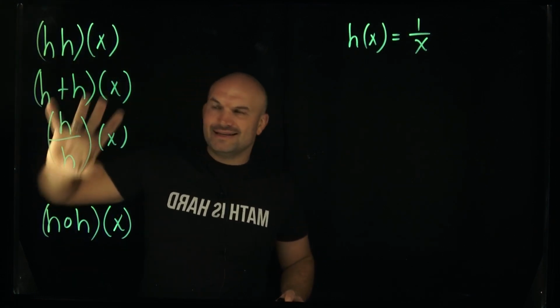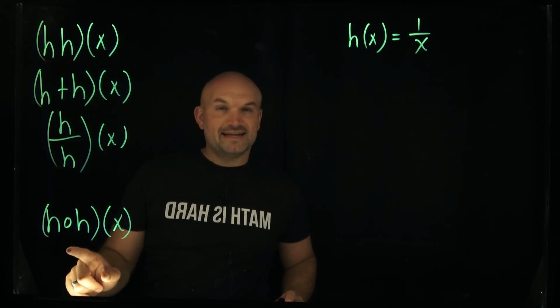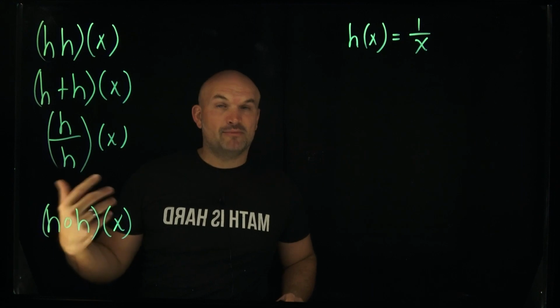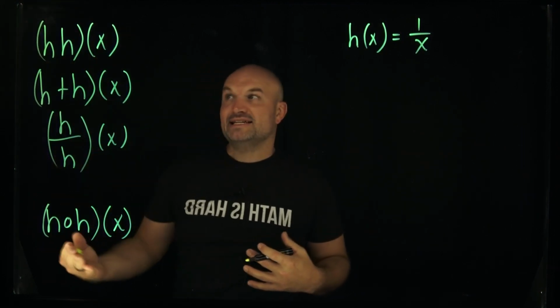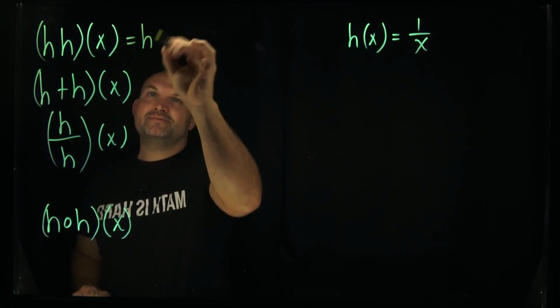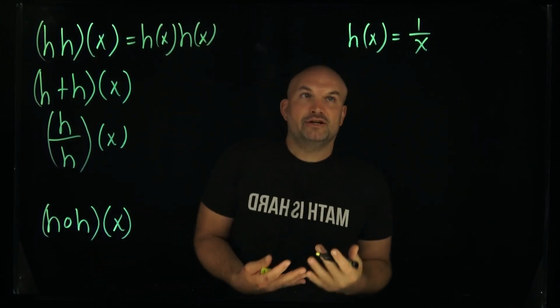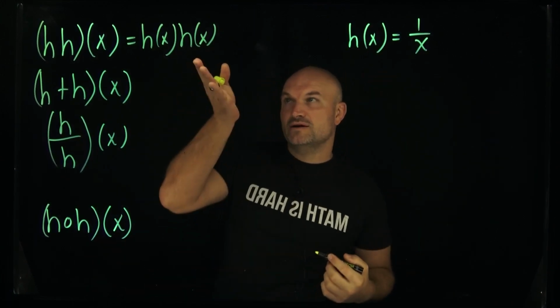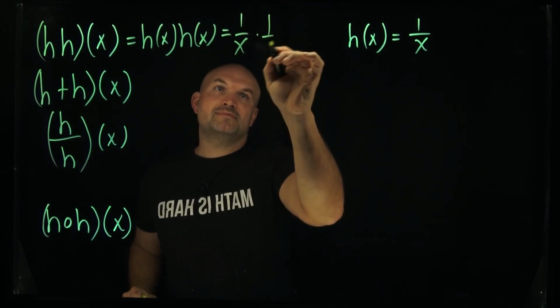Really, a lot of these are fairly simplistic, but the composition is what usually gets students confused, because a lot of students think it's going to be a multiplication symbol, which it is not. A lot of times, just for simplicity, we write it in these formats. But in reality, h times h of x is really just going to be an h of x times an h of x, right? Now, all we simply need to do is replace this 1 over x with h of x times h of x. So that's going to be a 1 over x times 1 over x.